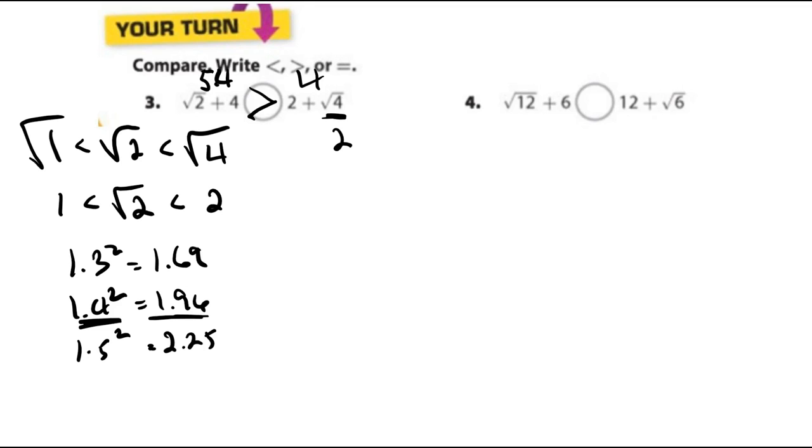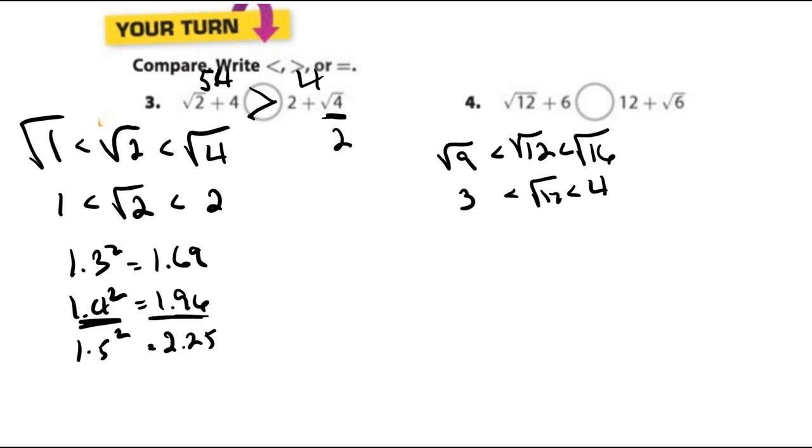Okay? Let's take a look at number 4. Number 4 is a little more complex. Okay, we have the square root of 12, which is between, what, two perfect squares? The square root of 9 and the square root of 16. Okay, which means it's between 3 and 4. 12 is almost in the middle, but it's a tiny bit closer to 9 than it is to 16.